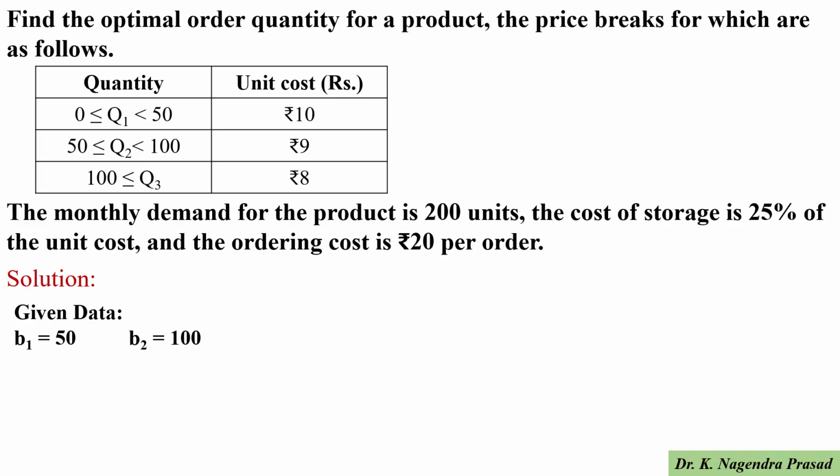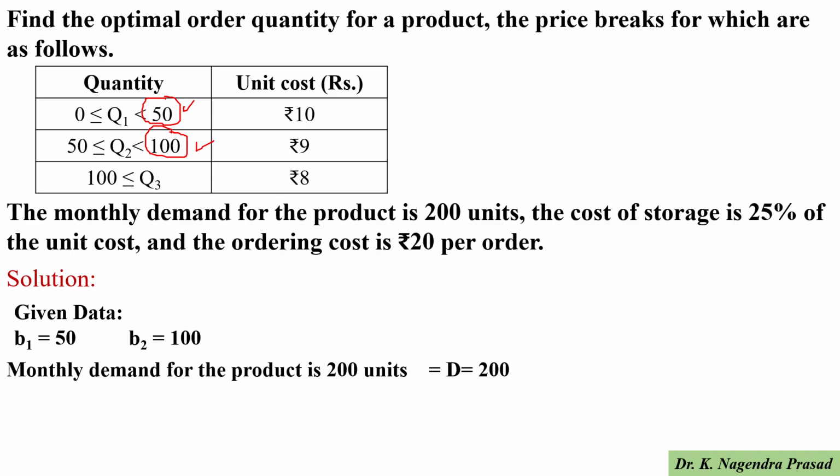So here, two price breaks are given. One is 50, another one is 100. So let's consider the first price break as B1, which is equal to 50, and the second price break is 100, let's consider it B2. So B1 equals 50 and B2 equals 100.